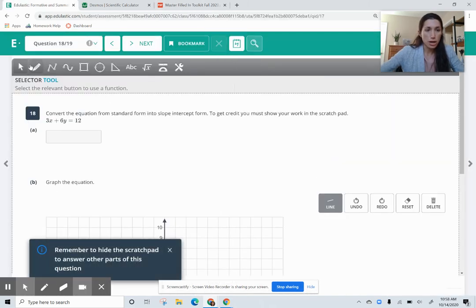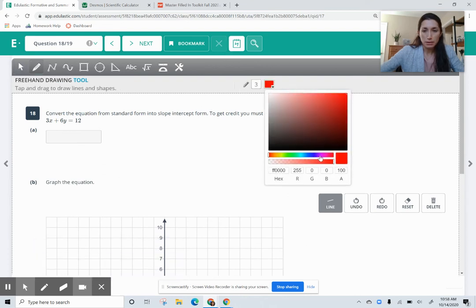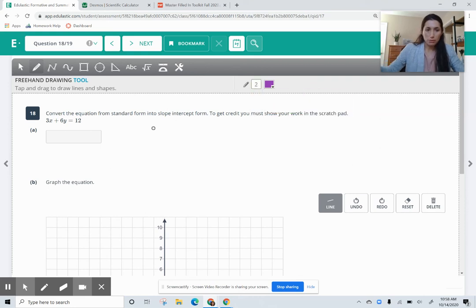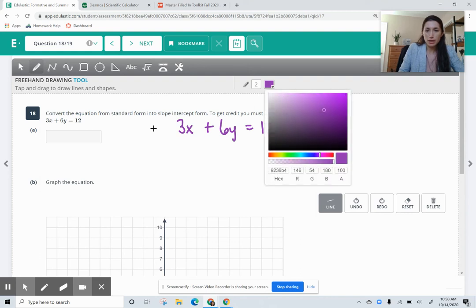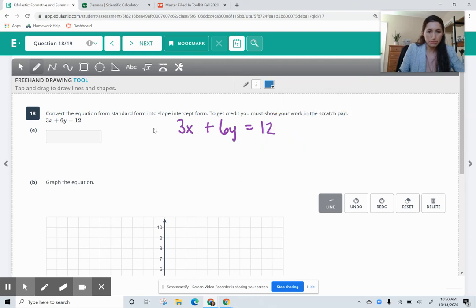We need to do our scratch pad work for this as well. Let me get maybe a purple this time. So I'm just going to rewrite my equation. We've got 3x plus 6y equals 12. My first step, I am going to subtract an x term on both sides. So let's subtract a 3x. Now that was my first step.